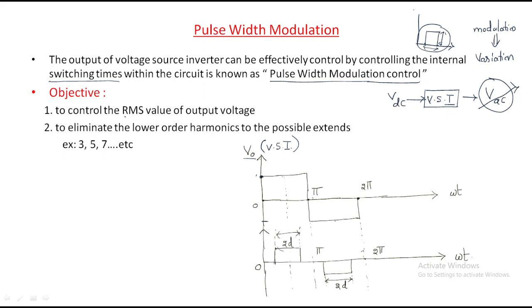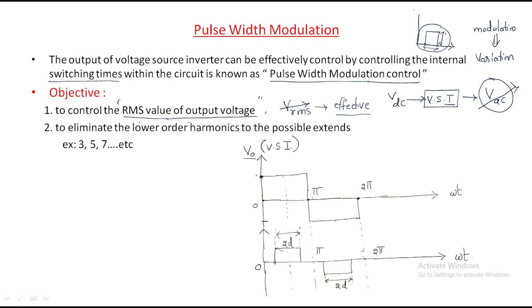First, to control the RMS value of the output voltage. Generally we have two types of voltage: one is average and the other is RMS. But RMS is our required voltage, that is the effective value. We always calculate AC magnitudes in RMS only. That's why we can control the RMS output voltage. By controlling the RMS output voltage, the magnitude is in our control. We can increase the magnitude or decrease the magnitude. That's why this is important.